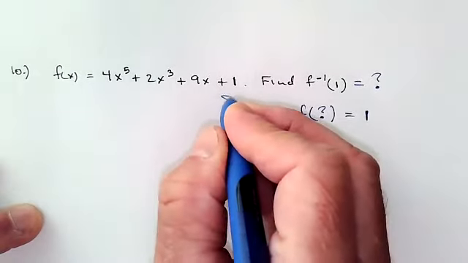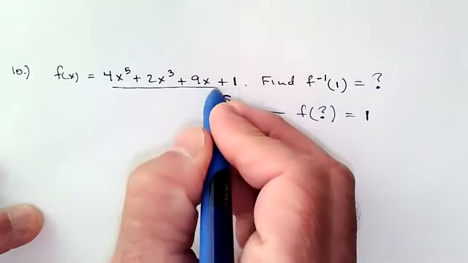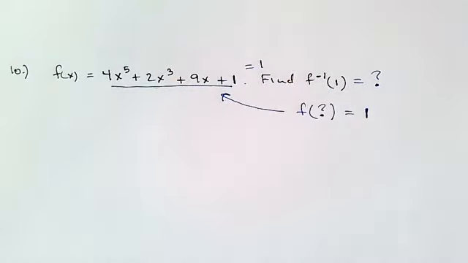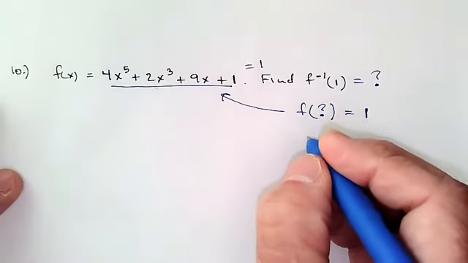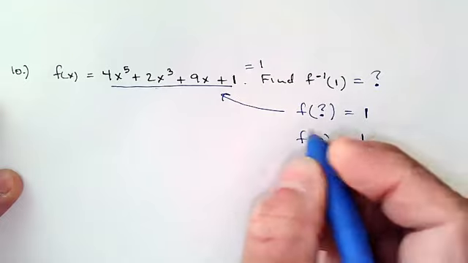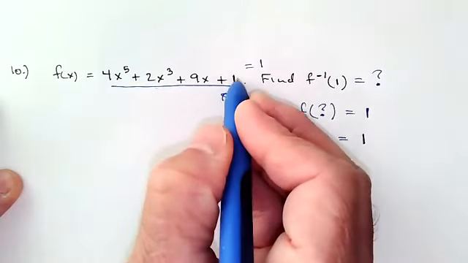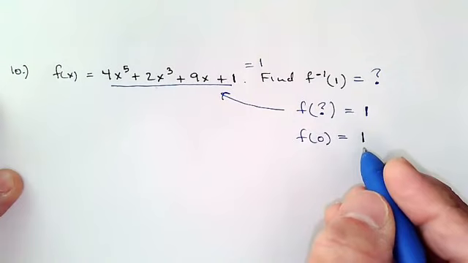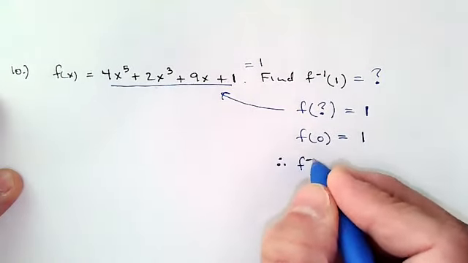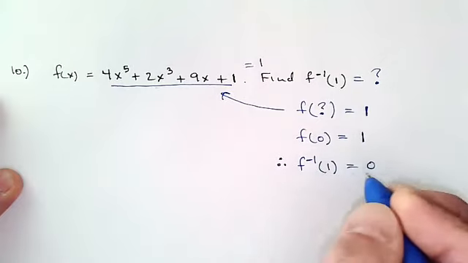So in other words, what would you plug in for x here so that this whole thing came out to be equal to 1? Don't think too hard. Do you see that it's just going to be 0? If I plug in 0, all of those terms are 0, and I'm just going to end up with 1. So because f of 0 is equal to 1, that means that f inverse of 1 has to be equal to 0.